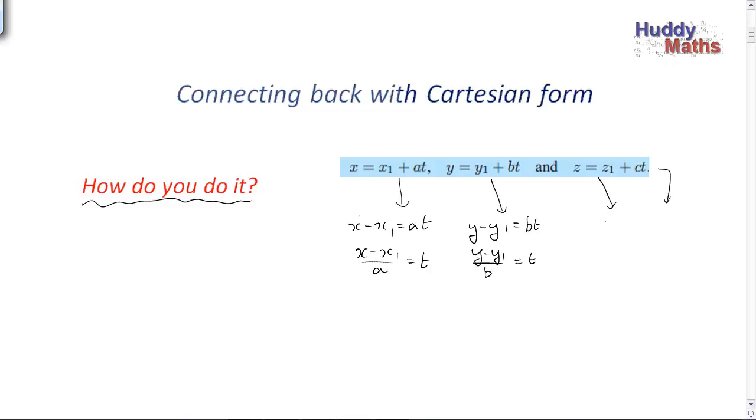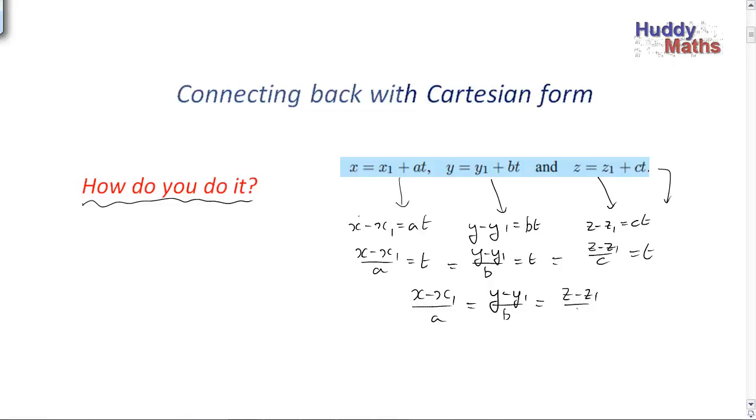And this one, do the same thing. Watch it carefully. z take z1 equals ct. So z take z1 over c equals t. And then we said the meaning of t, the parameter t, is the same in each one. It's the multiples, if you like, of the direction vector to get to a point. So in each context, these are all equal. And so the Cartesian form, parameter free, just in x, y and z land, looks like this. You remember that?